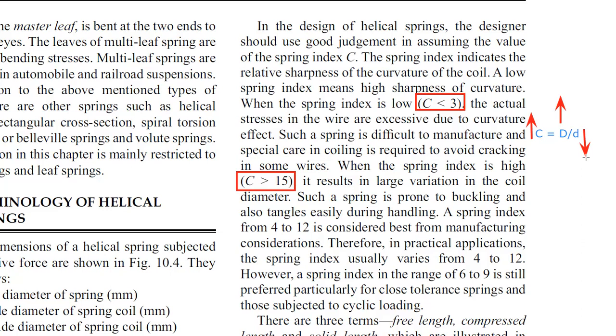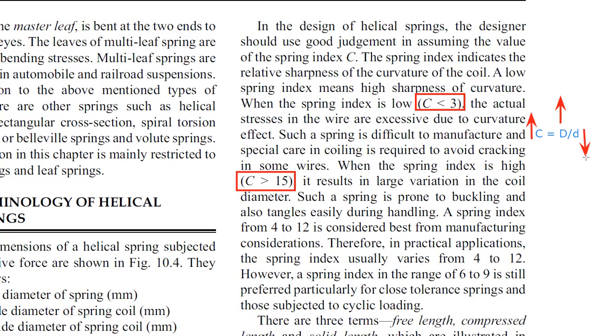So the value of C should not be less than 3. It should not be greater than 15. So it is having some specific range. It is suitable if we design a spring according to the spring index within the range of 4 to 12. The 4 to 12 range for C is considered as the best from the manufacturing consideration. Therefore, in practical application, the spring index usually varies between 4 to 12.